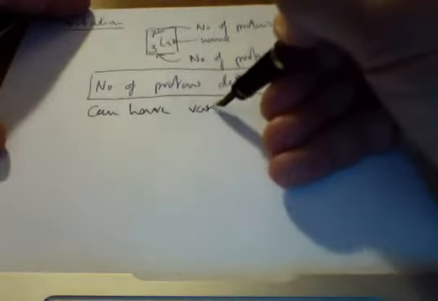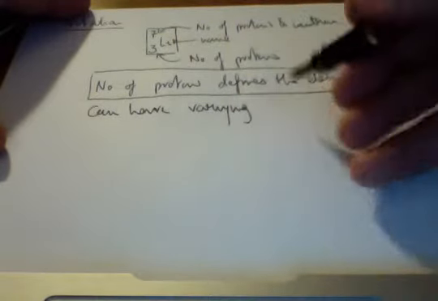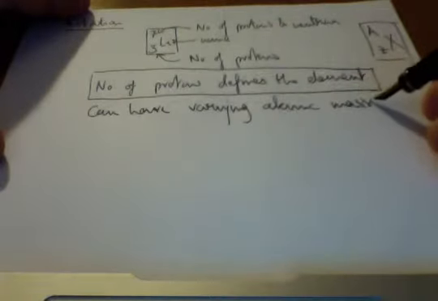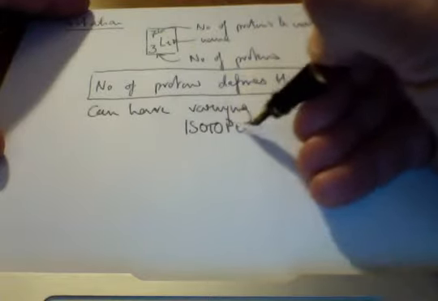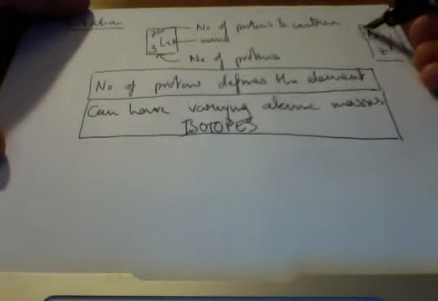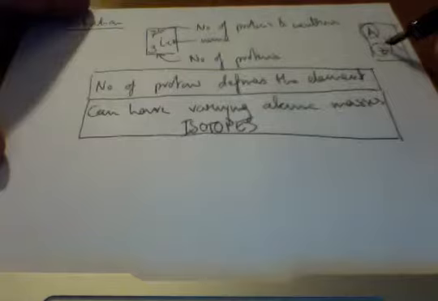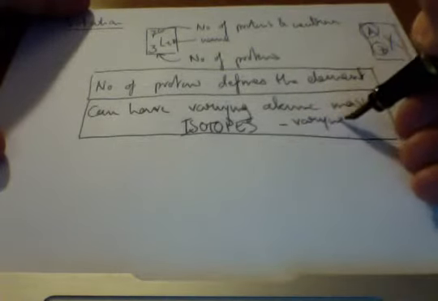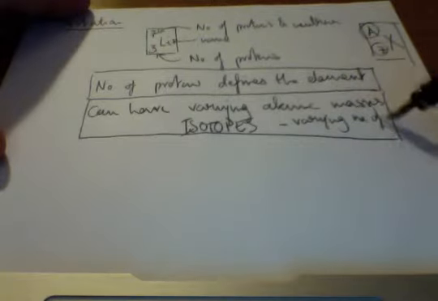However, you can have varying atomic masses, and they are called isotopes. In other words, if you have a varying atomic mass for the same number of protons, you must have a varying number of neutrons.